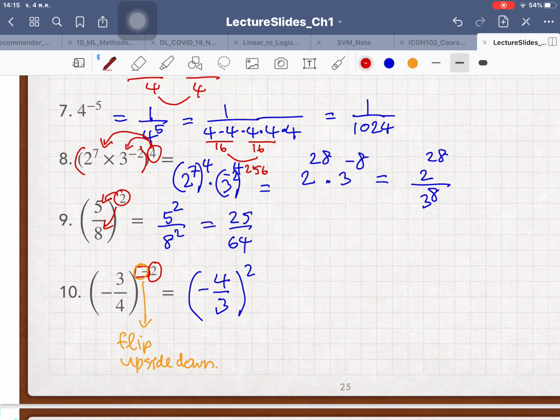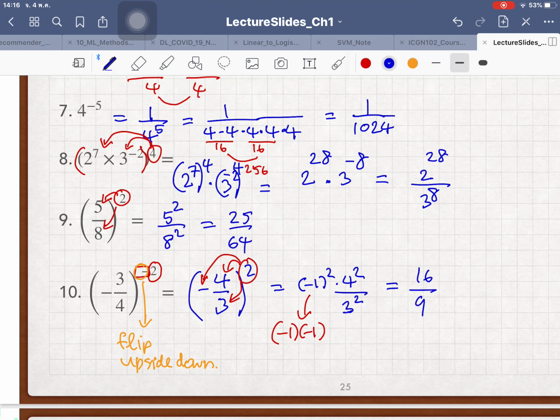In the next step, now you can give this power of 2 to everything inside the parentheses, including minus 1. So now you're going to get minus 1 squared, 4 squared over 3 squared. Minus 1 squared means that you have minus 1 times minus 1, so you're going to get a plus sign. And then 4 squared you get 16, 3 squared you get 9. So that's the answer.